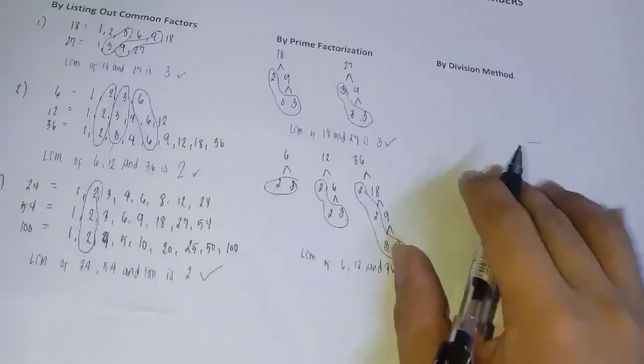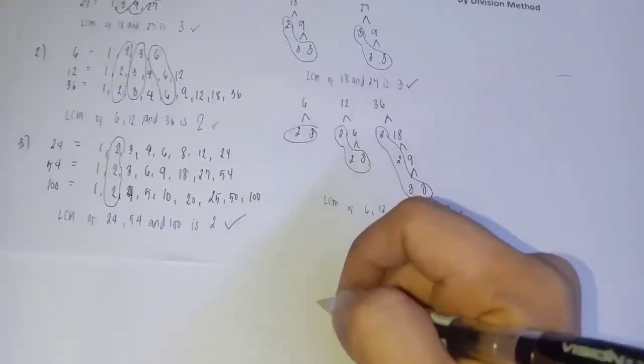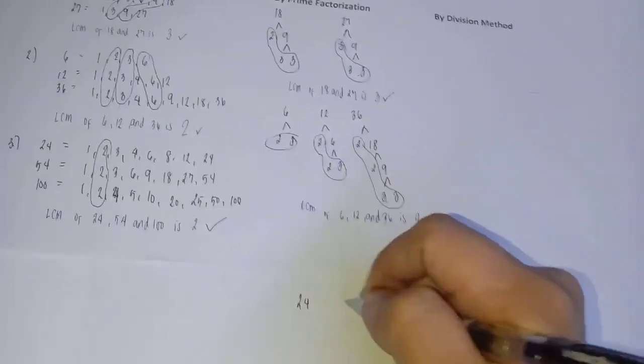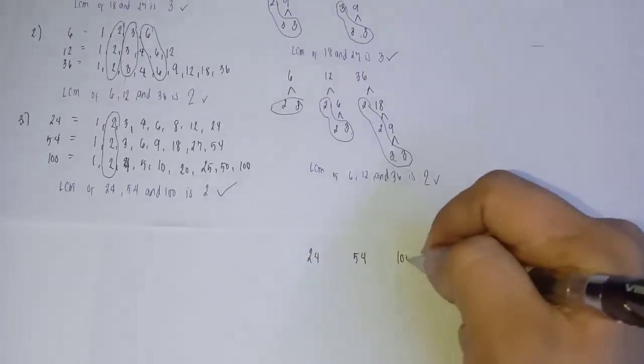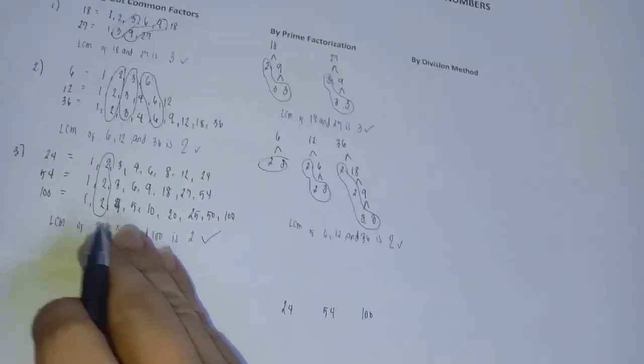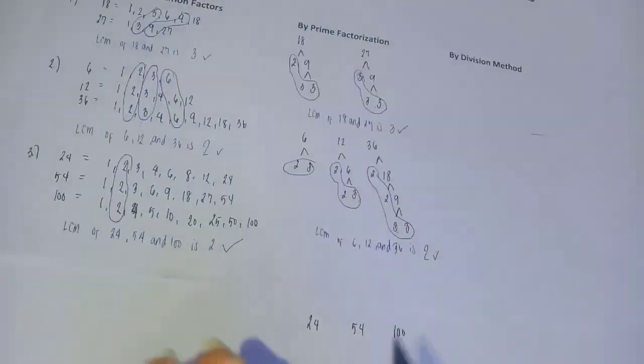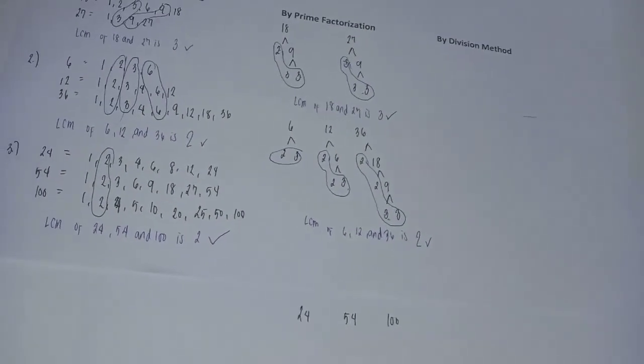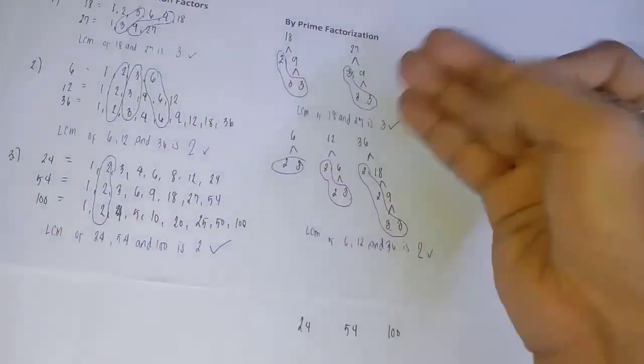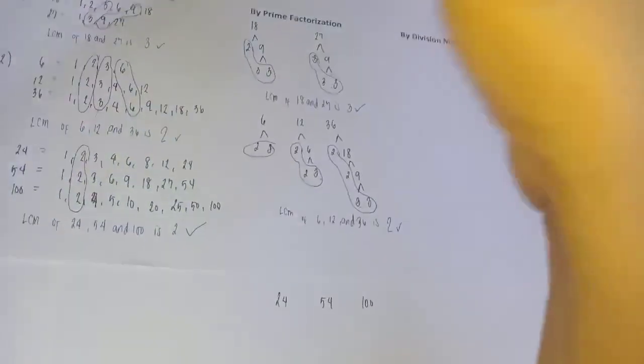Okay. In the case of the third item, we have 24, 54, and 100. So, gamit kanina ng listing out common factors, we knew that the least common multiple of 24, 54, and 100 is 2. So how about using prime factorization? Ganun din ba yung magiging sagot?